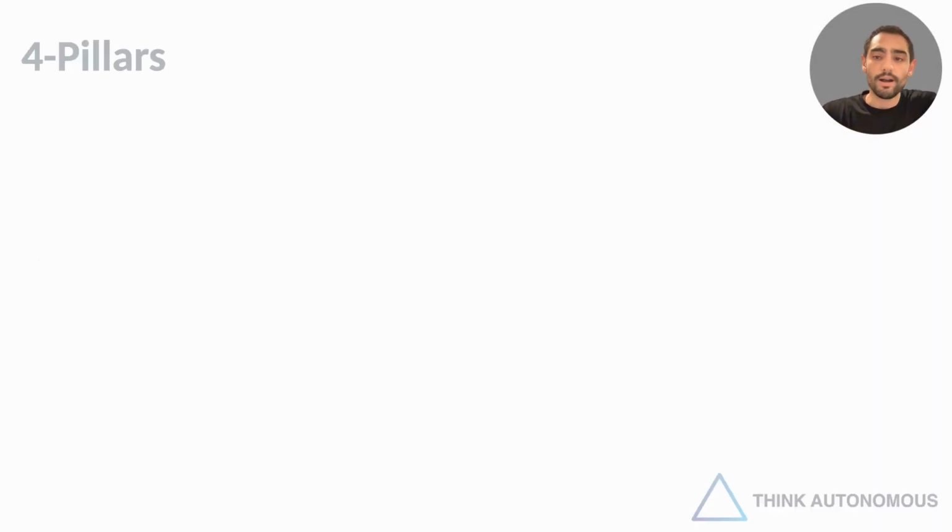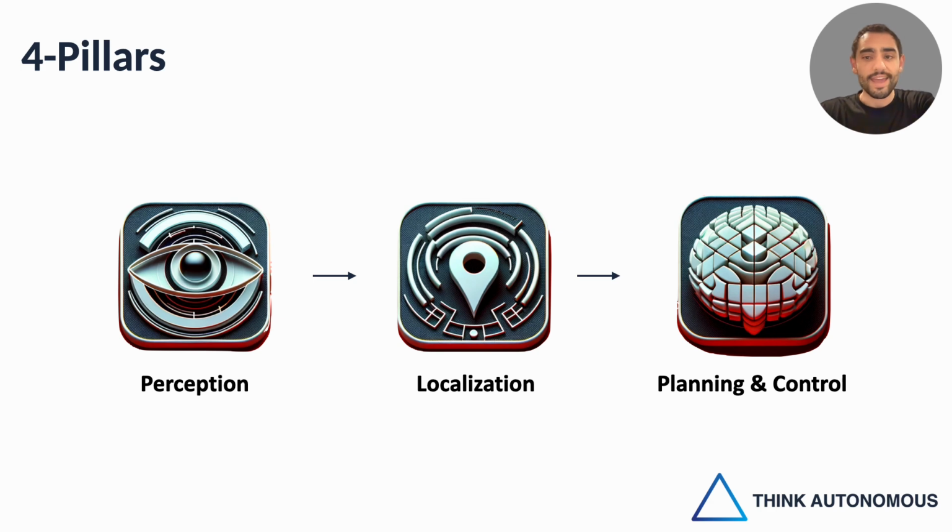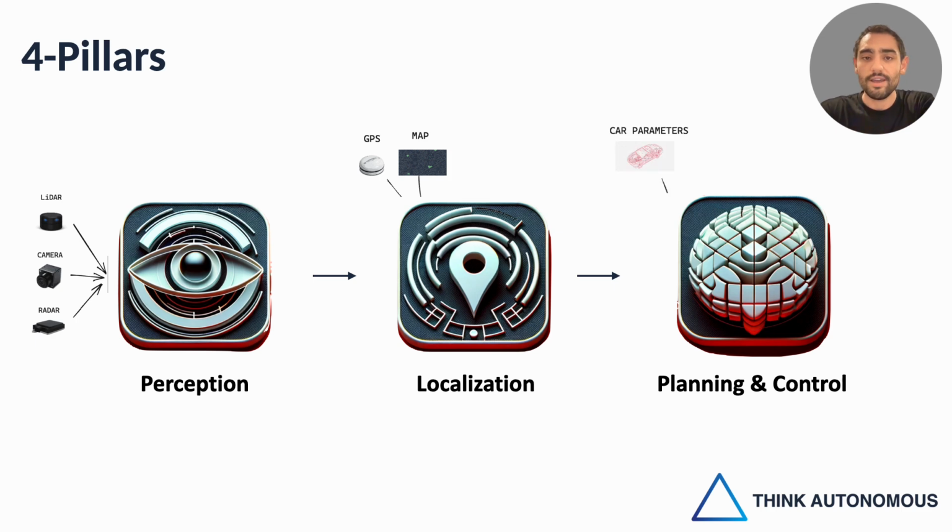Okay, so the four pillars are perception, localization, planning, and control. On one side, you have the sensors going to perception, then maybe some GPS for localization, and then some car parameters for the control, because each controller is unique. And then you have the output, which is just the steering and the throttle.